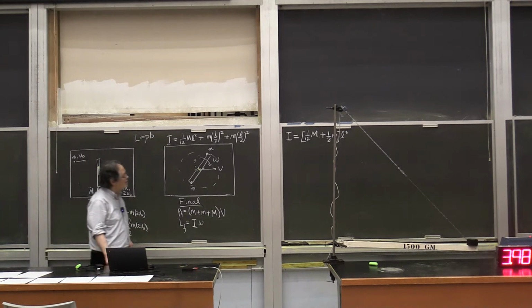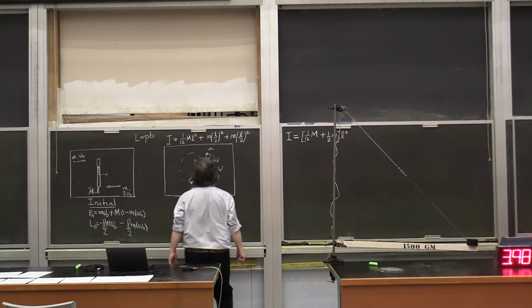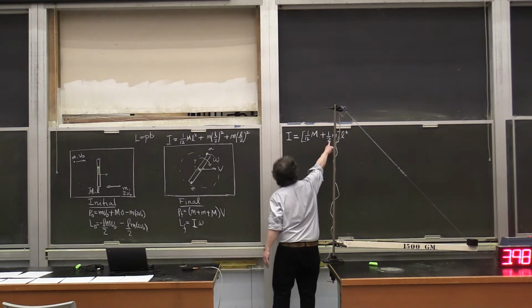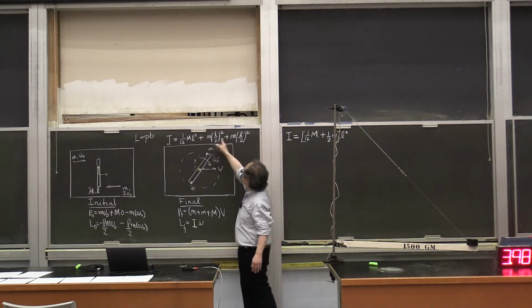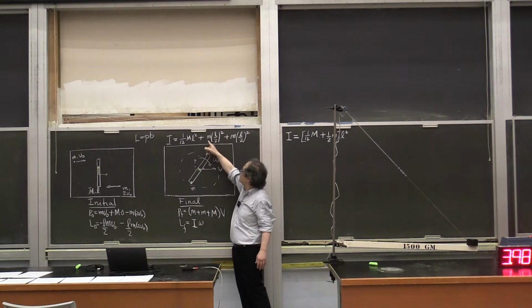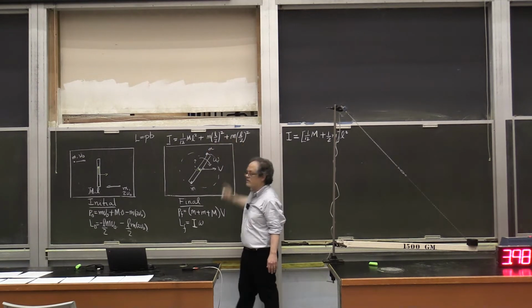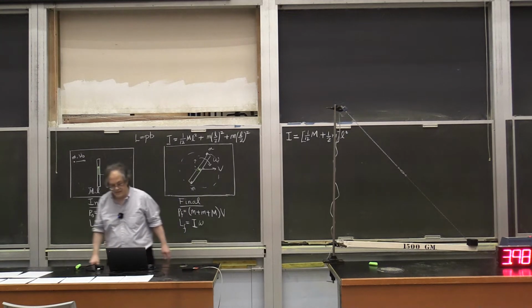Professor, why is it 1/2 and not 1/4? The square? Oh, because there's two of these. So there's a m over 4 and another m over 4. Okay, thank you. You're welcome.